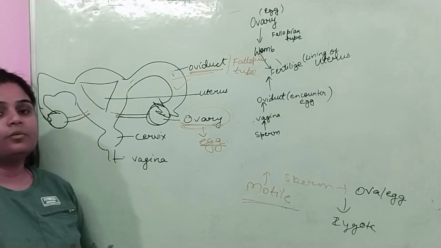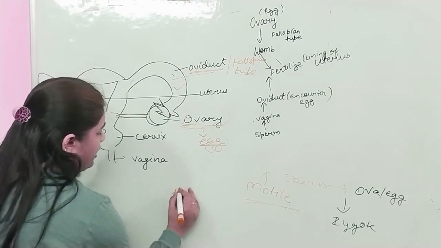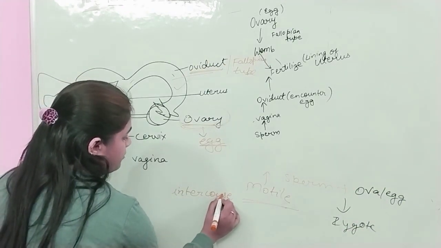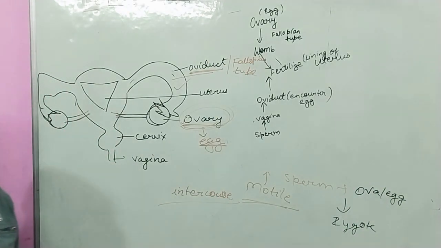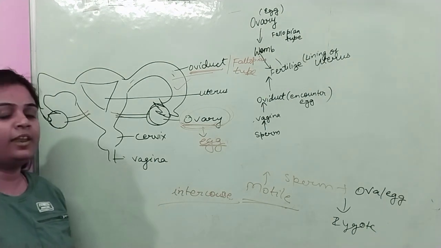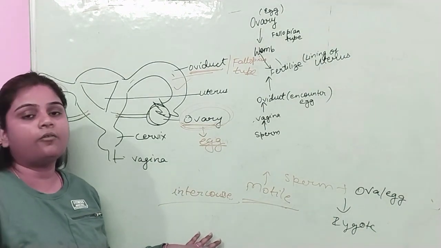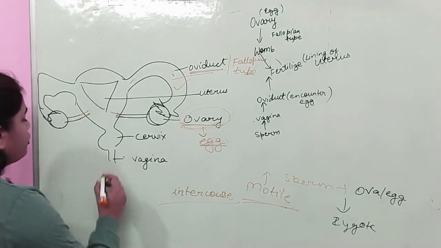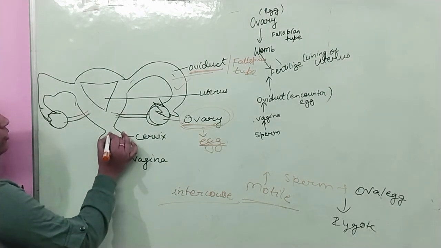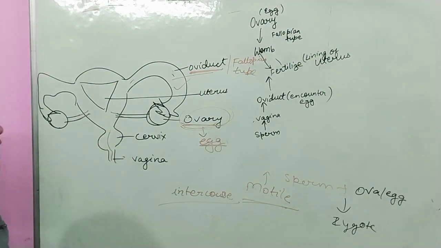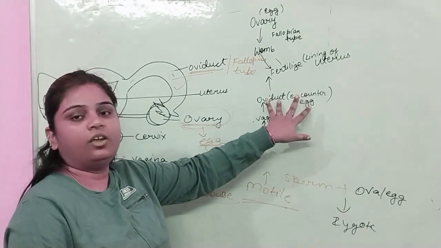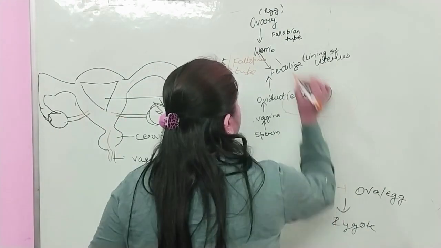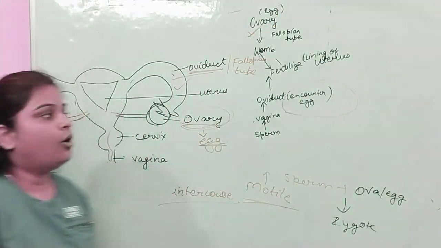So the ovary produces the egg, and the sperms which are ejaculated move via the vagina. This mating of the sperm of the male with the egg of the female is called sexual intercourse. So through the vagina, the sperm moves to the cervix and goes to the oviduct to encounter the egg which is produced in the ovary.